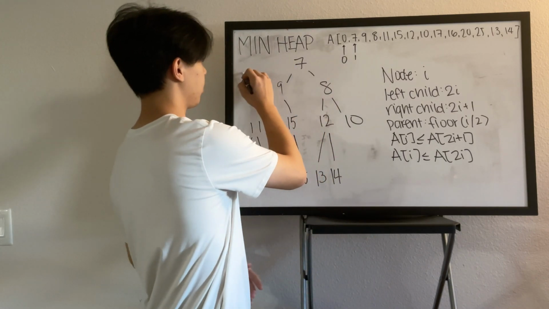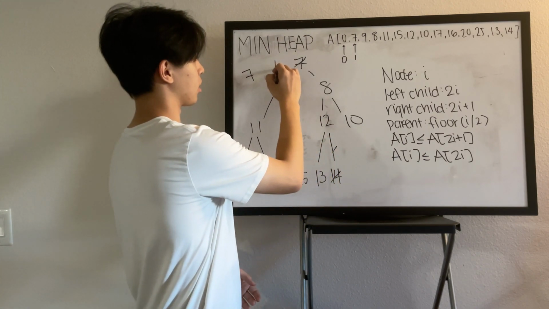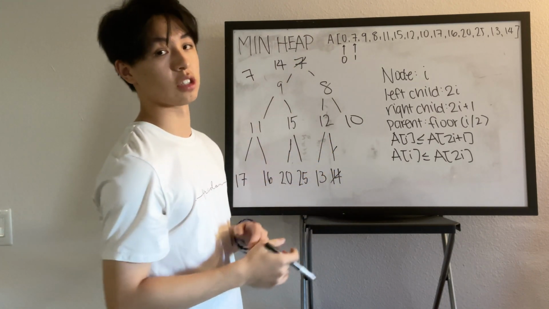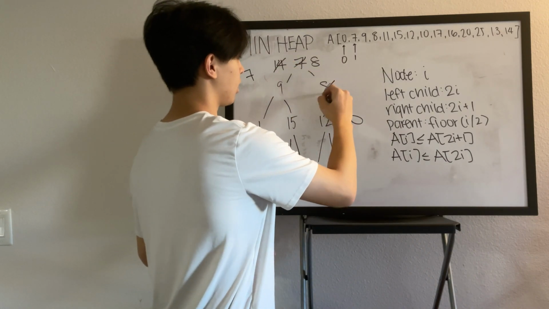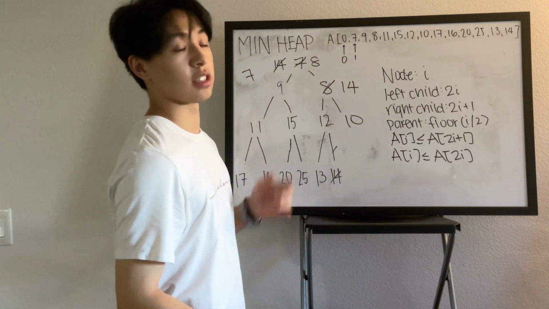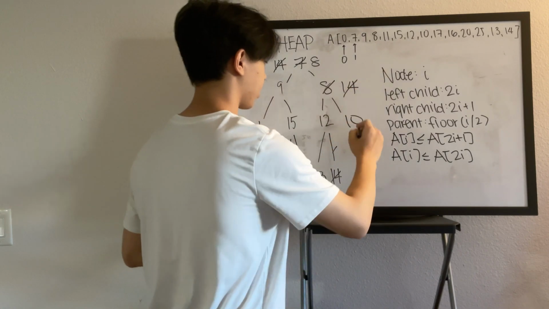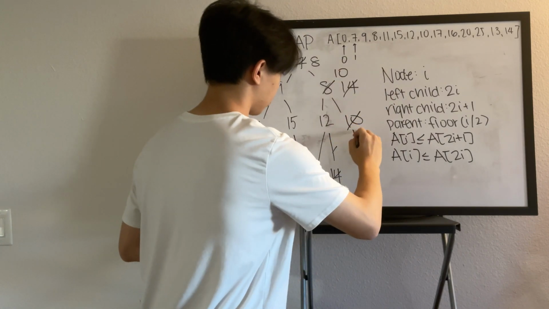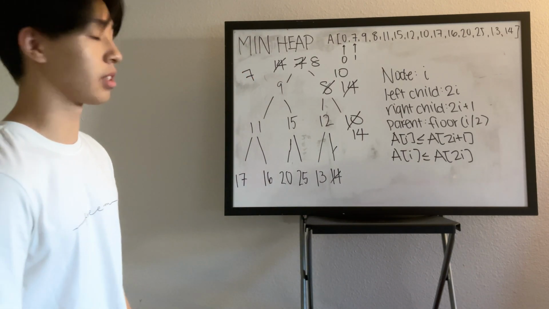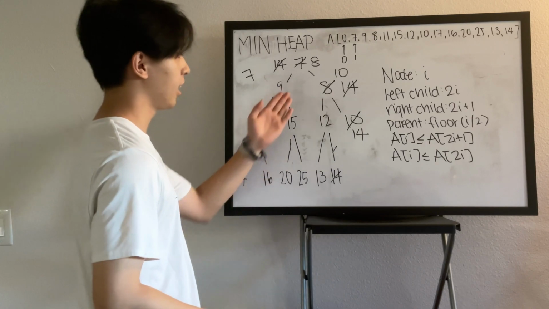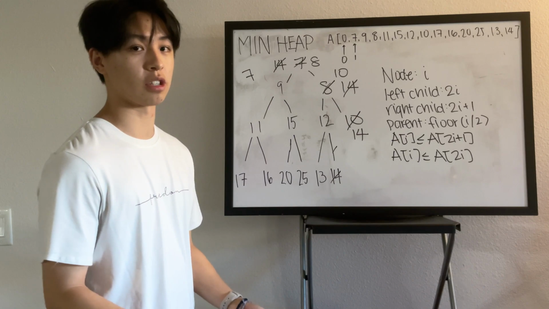So we output 7, delete this node. I'm going to put 14 where 7 used to be at the root. 14 is larger than both 9 and 8, but we're going to swap it with 8 because 8 is a smaller child. Now, 14 is still larger than both 12 and 10, and we're going to swap it with 10 because 10 is a smaller child. And as you can see here, we have a min heap. We outputted the smallest value before we deleted it, and every single node is smaller than both of its children, and we do still have a complete binary tree.